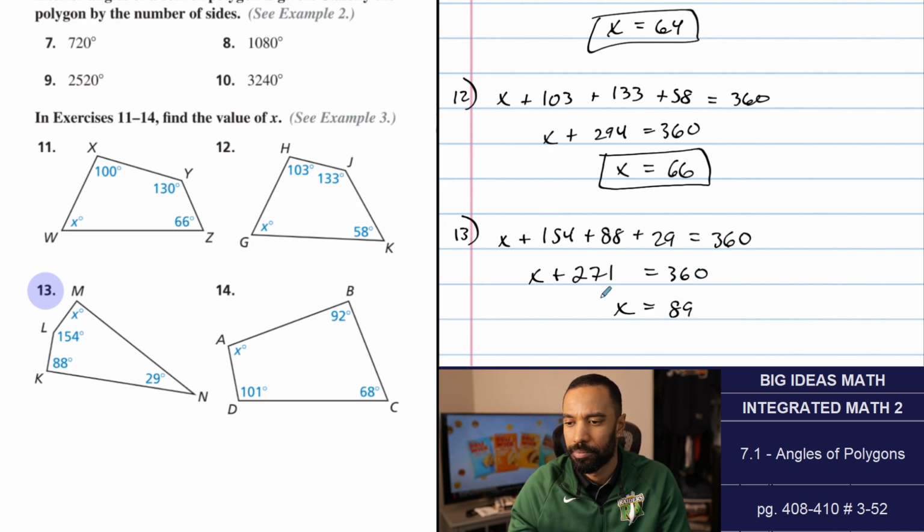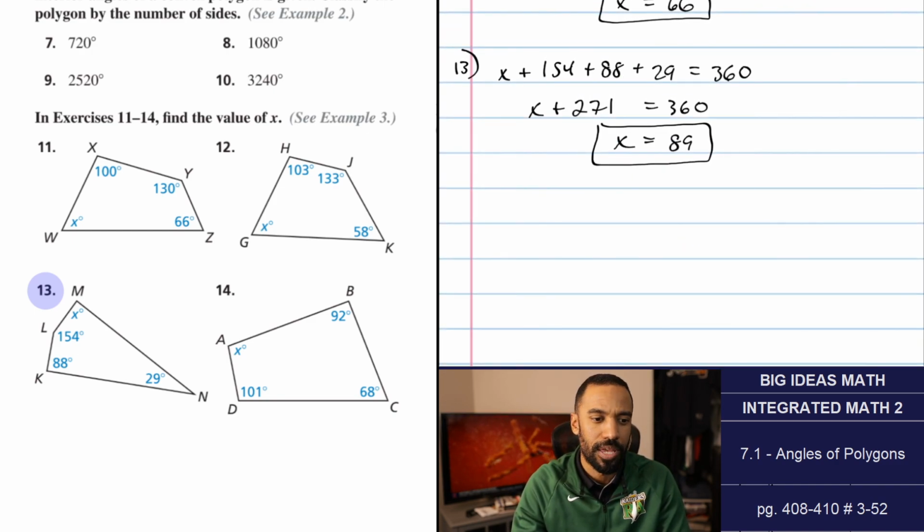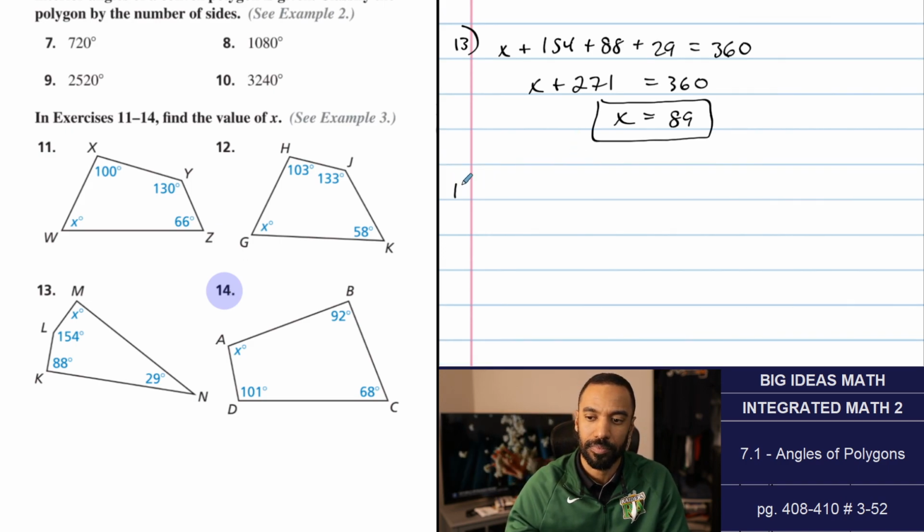89. Now you might be wondering, Mr. Robinson, why are you not putting the degree symbol? You put the degree symbol on the answers to the previous problems. X is already in degrees. There's a degree symbol right there. So if they said find the measure of angle W, I would have said for that one 64 degrees. For this problem, measure of angle M, 89 degrees. So it just depends on the problem and what's being asked in it.